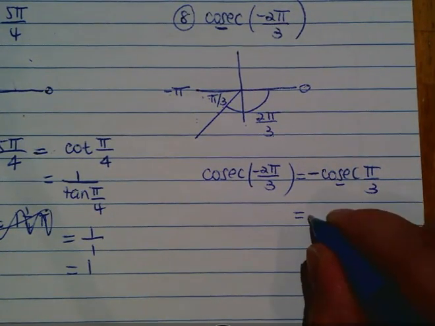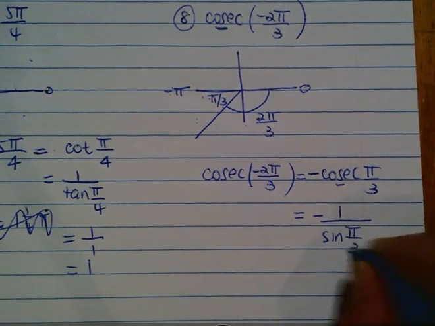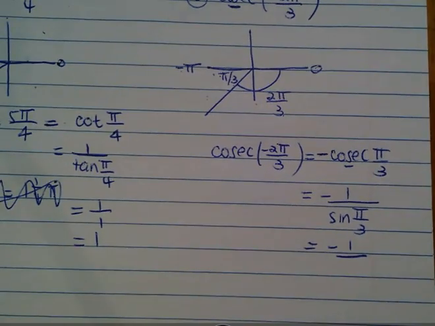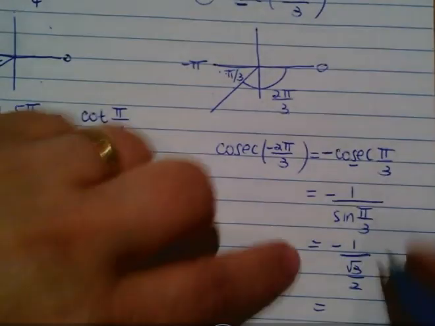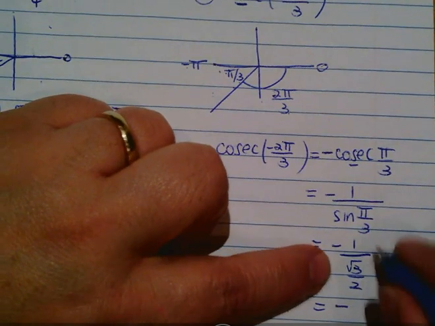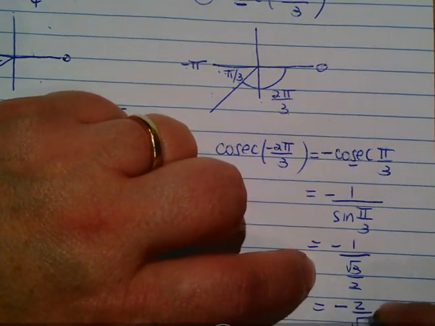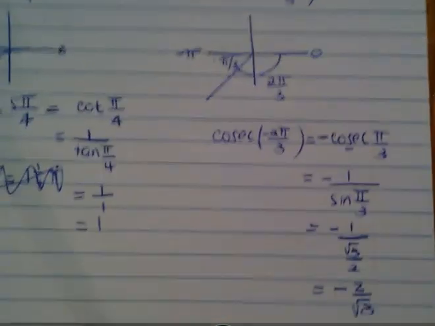So this is the reciprocal, so it's negative 1 over sine of pi on 3. Now sine of pi on 3, that's sine of 60. And sine of 60 is root 3 on 2. And we don't want to write it like that. So it's negative, the reciprocal of root 3 on 2, which is 2 on root 3. We actually got the same answer as the other one. Okay.